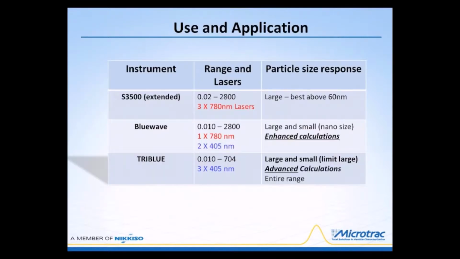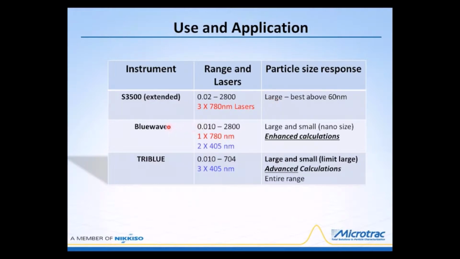The use and application of the instruments and the ranges and the particle size response, as Jason mentioned: we actually have three different instruments. One is the S3500, which has been around for several years. We have the Bluewave instrument as well as the Tri-blue. Now the S3500 uses three 780 nanometer lasers. It can measure from 20 nanometers up to 2800 microns. Its primary use is for particles above about 60 nanometers.